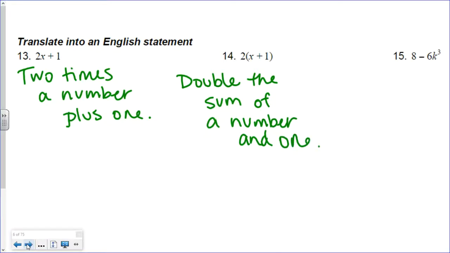Again, this is not the only answer. You could just say 2 times the sum. You could say twice the sum.